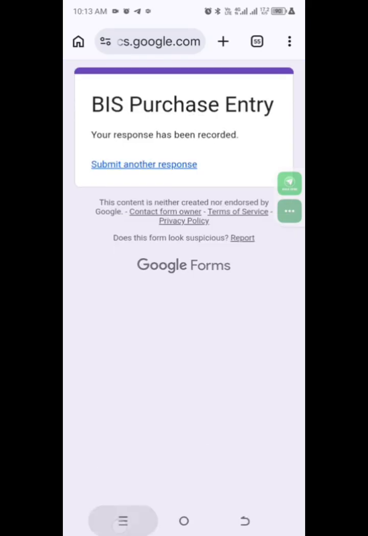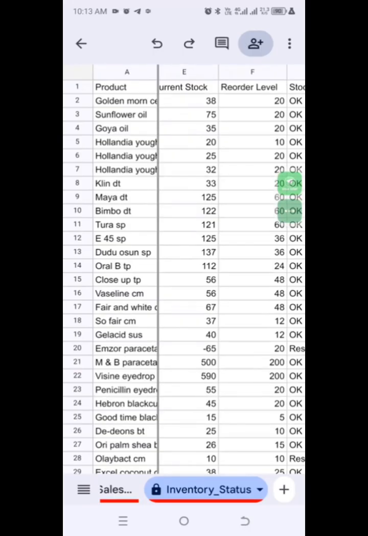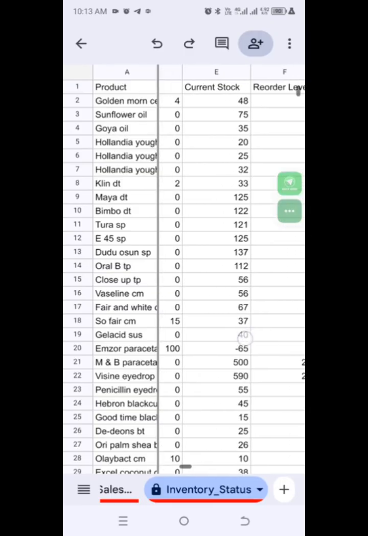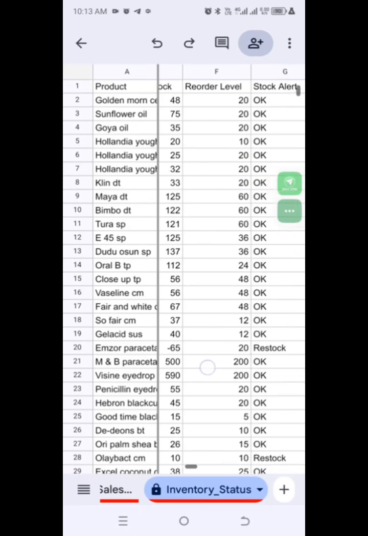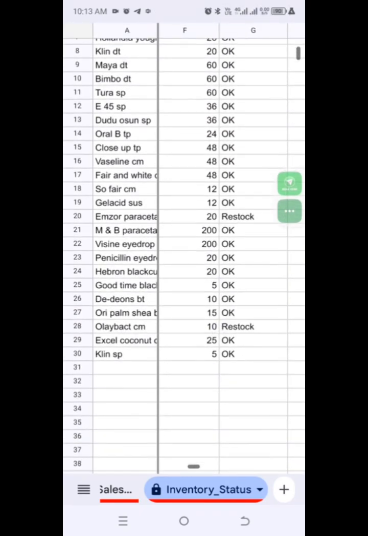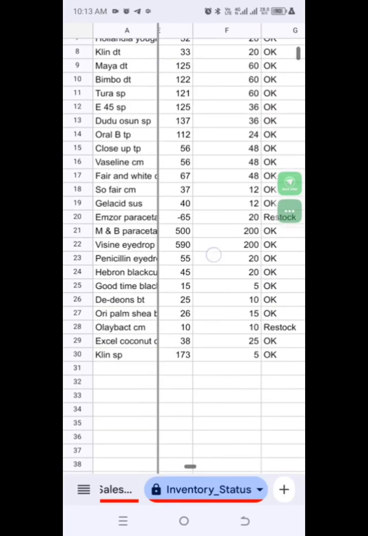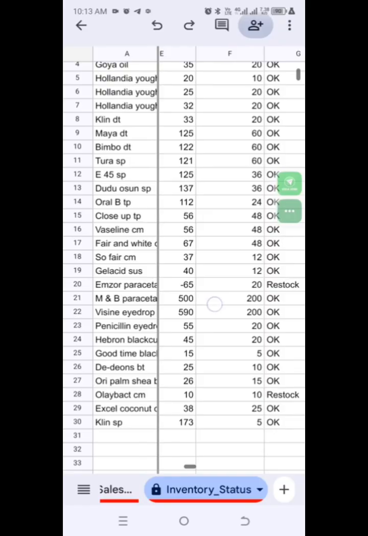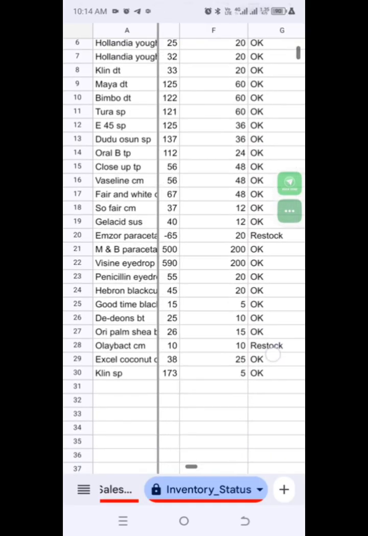Okay, so now these are purchases. Remember we purchased 10 pieces of golden mon. Now you see it has changed. You can see the current stock of golden mon is now 48. So it helps you to track your stock level, and we can see that our reorder level is 20, so stock alert is okay. Now you can see that in some places our stock alert says restock, and this is because the current level is lesser than what we have. So we are to restock.